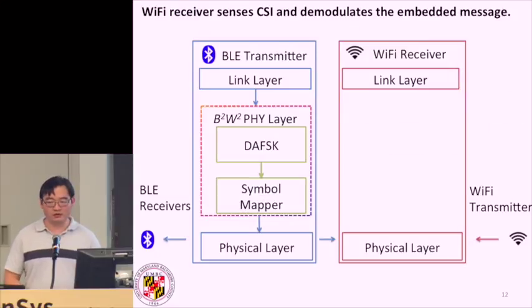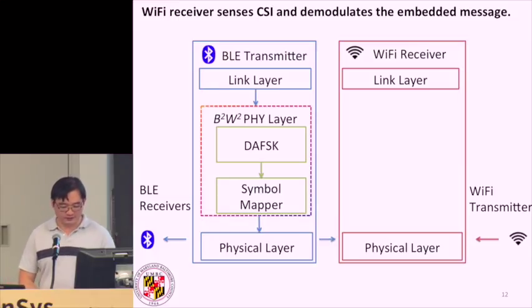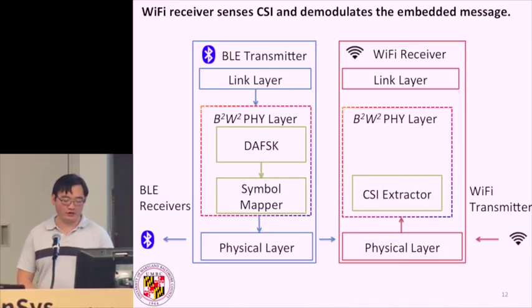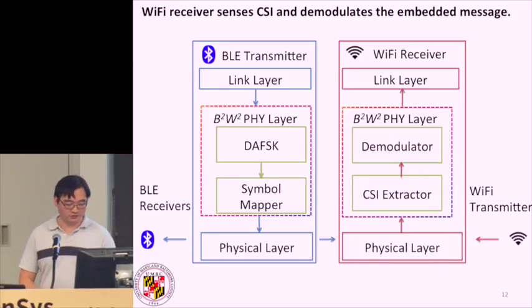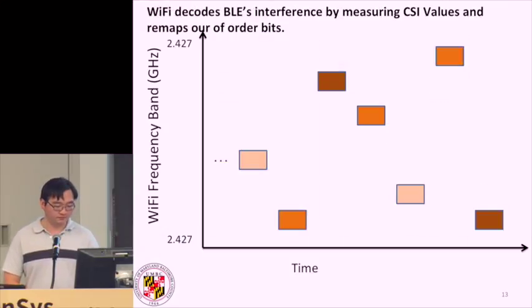So now I'm going to just talk briefly about the Wi-Fi receiver. The Wi-Fi receiver is similar. It pretty much very simply reverses whatever modulation and mapping schemes that we produce. So again, this is the original physical layer to a link layer Wi-Fi receiver. We add in our own physical layer. We extract out the CSI, and then we demodulate. It's pretty much the exact opposite of the Bluetooth transmitter.